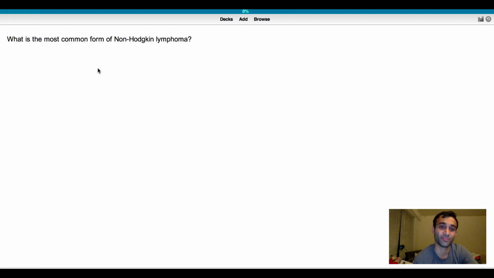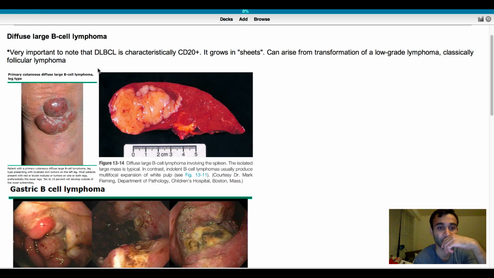What is the most common form of non-Hodgkin's lymphoma? Non-Hodgkin's lymphoma, most common form is actually going to be, I don't actually know this. I'd say follicular lymphoma, I don't know. Oh, well, see, I don't know that. Diffuse large B-cell lymphoma. Okay, well, this is good to know. I'm sorry for the imagery, but I'm going to end with this.